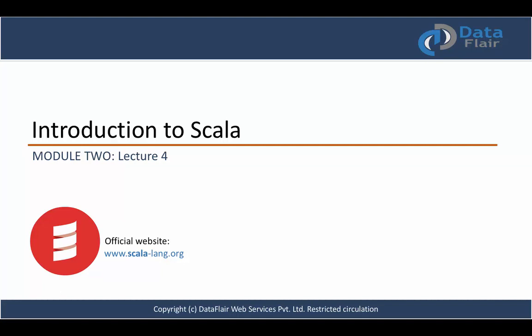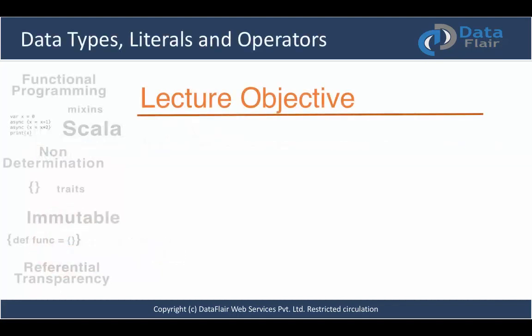So let's start with our lecture objectives. First, we will be talking about basic data types of Scala. Scala has almost the same data types as in Java. We have integer, long, character, boolean, and string. All these data types are also in Scala, so we will be learning about those.